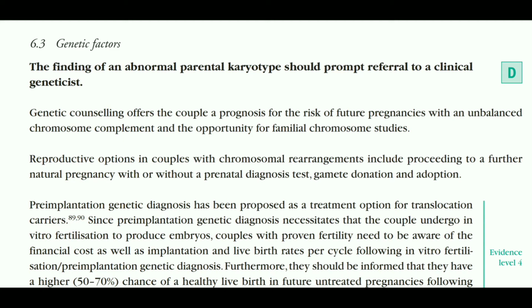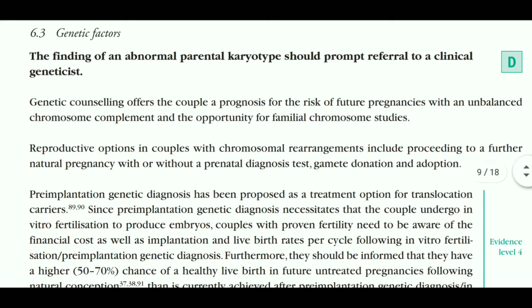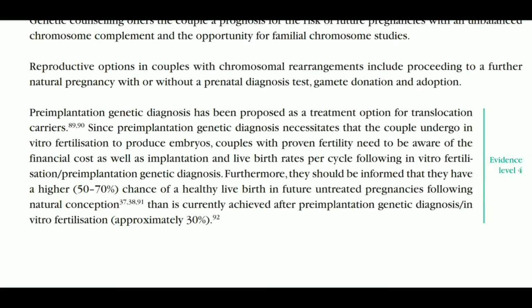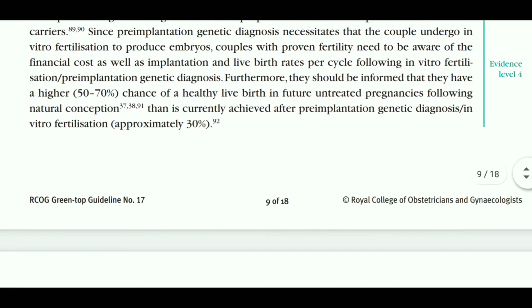What is the role of pre-implantation genetic diagnosis? Pre-implantation genetic diagnosis has been proposed as a treatment option for the translocation carrier, and since it necessitates that the couple undergo in vitro fertilization to produce embryos, couples with proven fertility need to be aware of the financial cost as well as the implantation and live birth rate per cycle following in vitro fertilization and pre-implantation genetic diagnosis. Furthermore, they should be informed that they have a higher, 50 to 70%, chance of a healthy live birth in the future following natural conception than is currently achieved after pre-implantation genetic diagnosis and in vitro fertilization, which is approximately 30%.